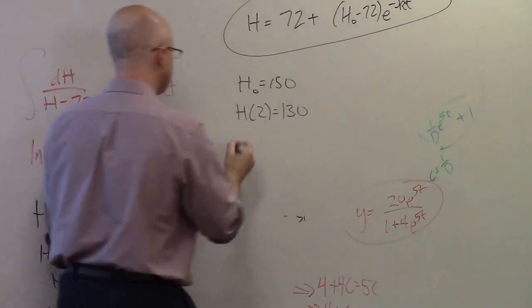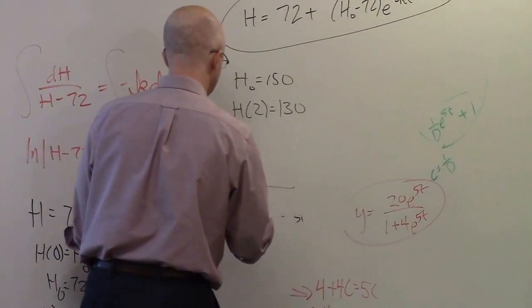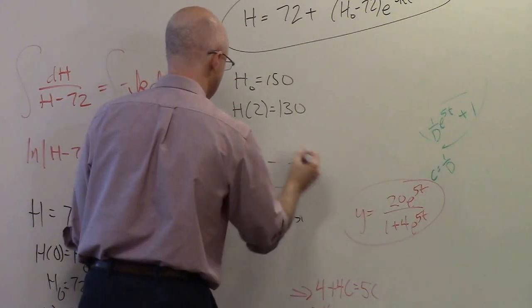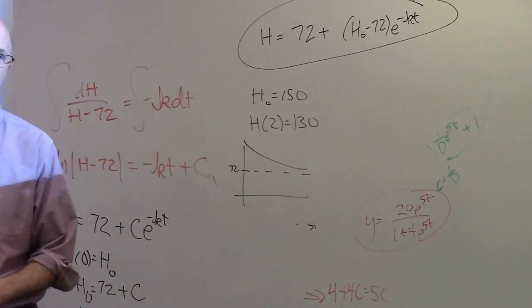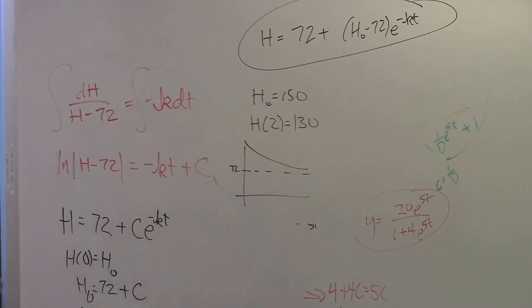What would the graph look like? It would look like this. Here's 72. 72 is going to be a horizontal asymptote. Your graph's going to look like that. Exponential decay toward the horizontal asymptote.